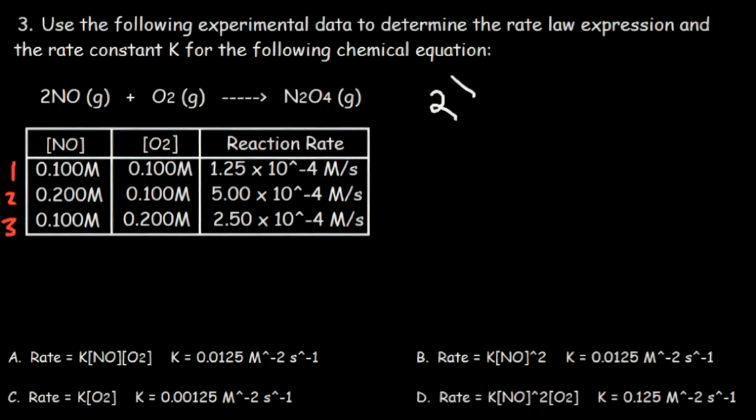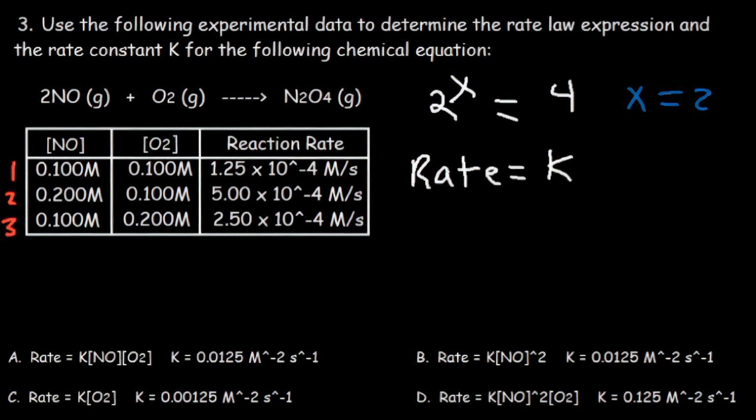So therefore, 2 to the x is equal to 4. If 2 to the x is equal to 4, what is the value of x? We know that 2 squared is 4, so x has to equal 2. 2 squared means 2 times 2, which is 4. So therefore, in the rate law expression, the exponent of reactant NO is going to be 2. So it's second order with respect to NO. So now, let's find the order for O2. Pick 2 trials in which the concentration of NO is constant, but the concentration of O2 is not. So we're going to have to pick trials 1 and 3.